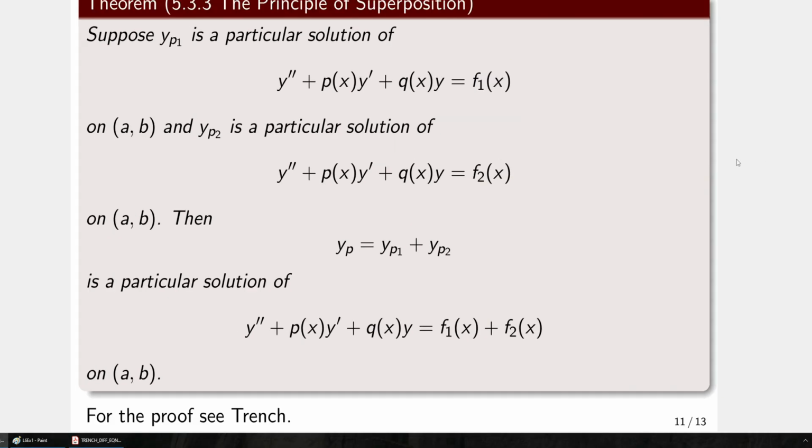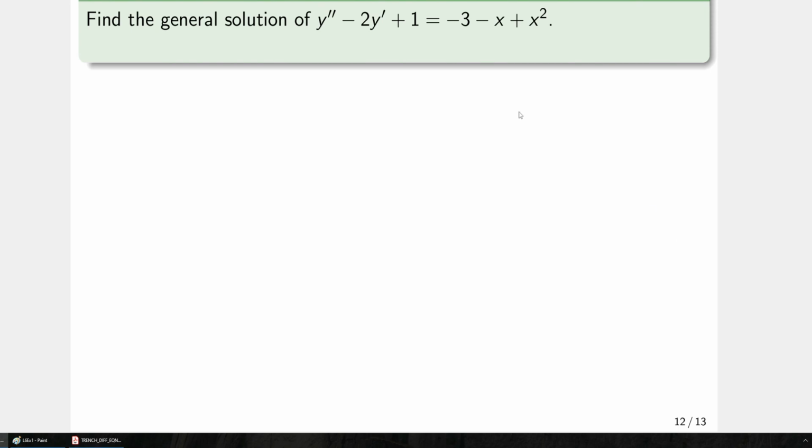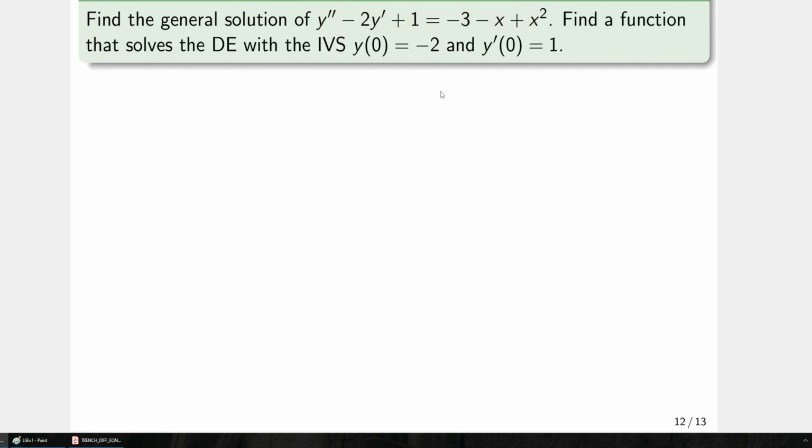Okay, so we'll now have one more example before I give you a general method for trying to solve a certain class of differential equations that you will be tested on solving. Find the general solution to this differential equation here, and then after you find that, find a function that solves the differential equation with the IVs, this and this. Or sorry, IVs for initial values, but the s should be small.